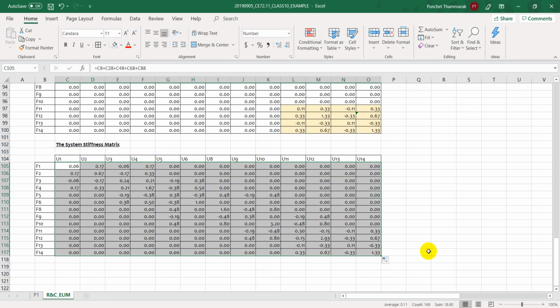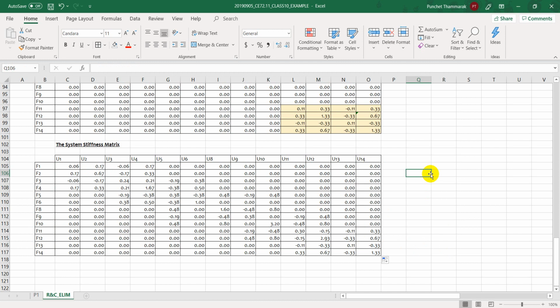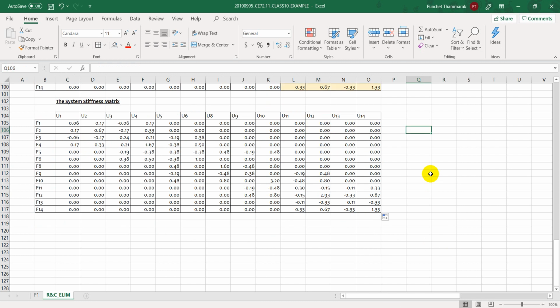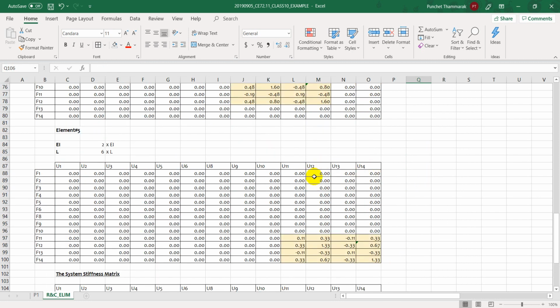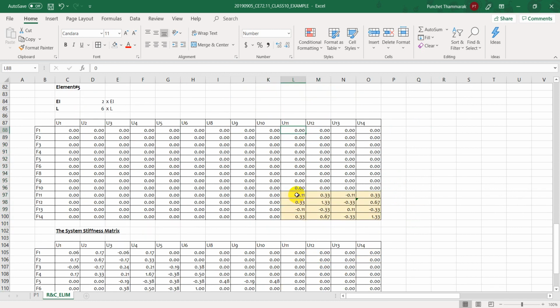Done. So the system stiffness matrix right now is constructed. Done. Just this way. If you don't want to make things like this, you can just keep this yellow zone. You don't need to add things. This is just a tip for Excel, to make your Excel life easy.